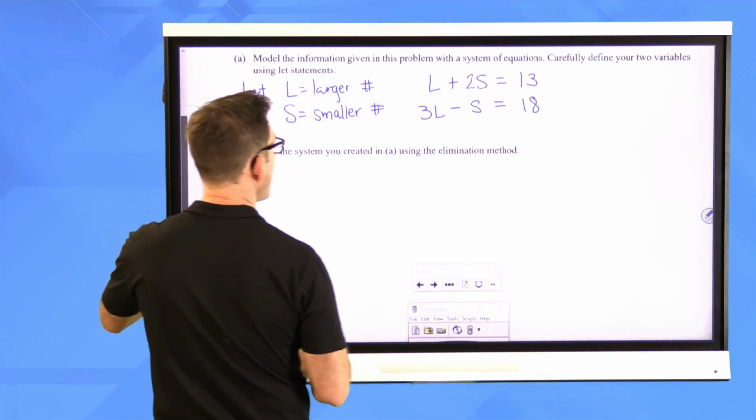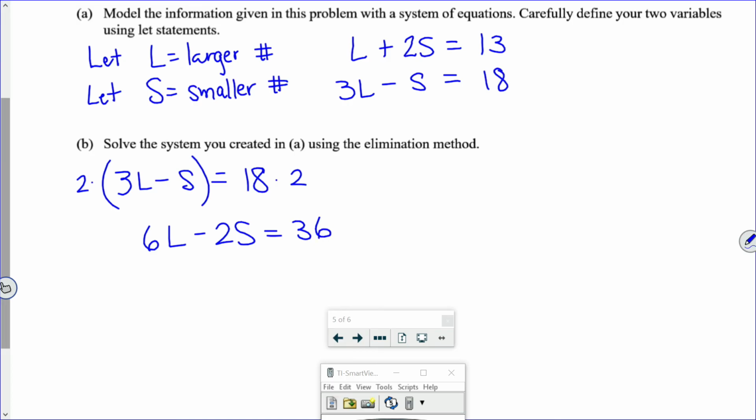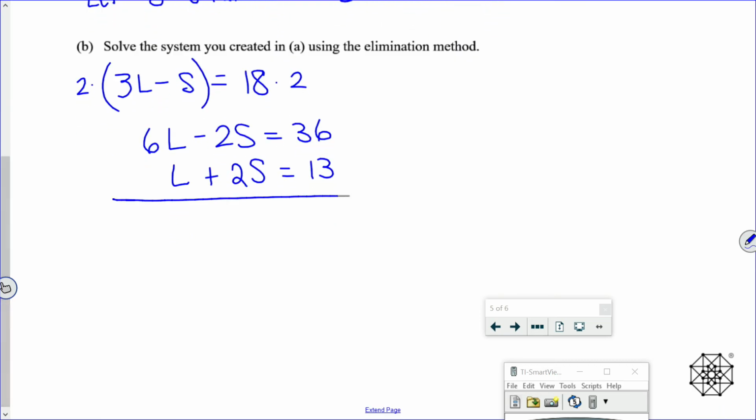So I'm going to take that second equation, 3L minus S is equal to 18, and I'm going to multiply both sides by 2. That's going to give me 6L minus 2S is equal to 36. Now I'll take my L plus 2S is equal to 13, and I will move all of this stuff out of the way. And now I can add them together.